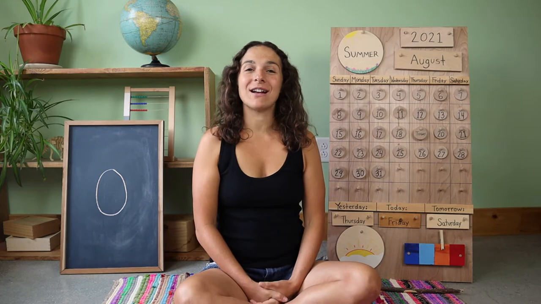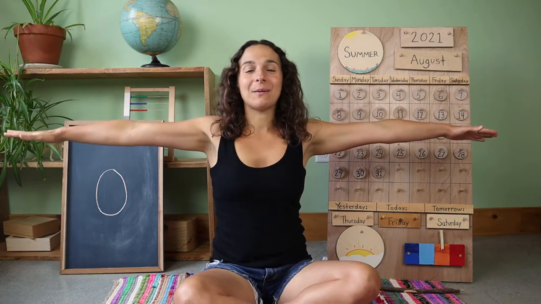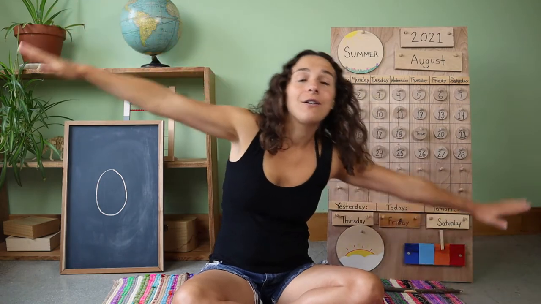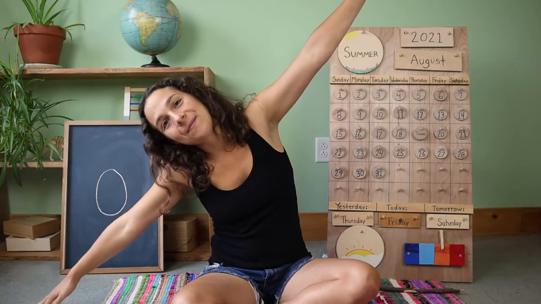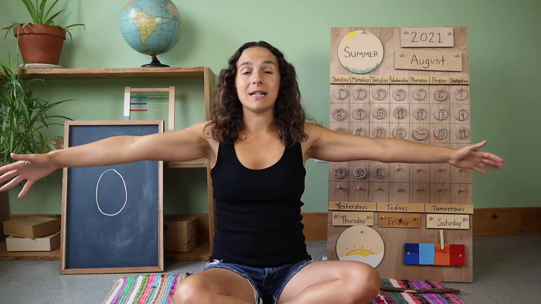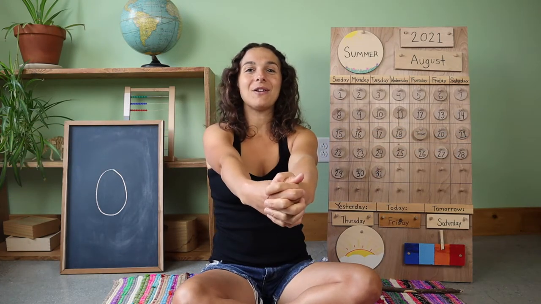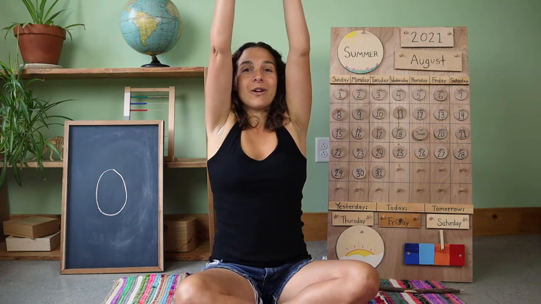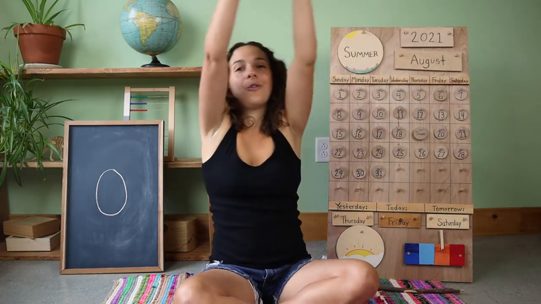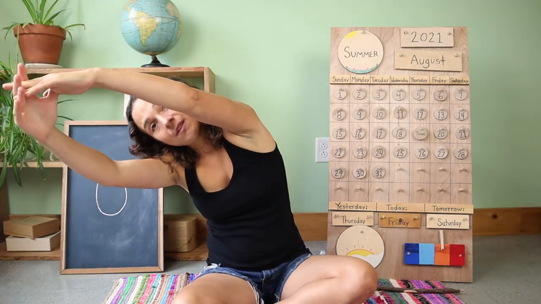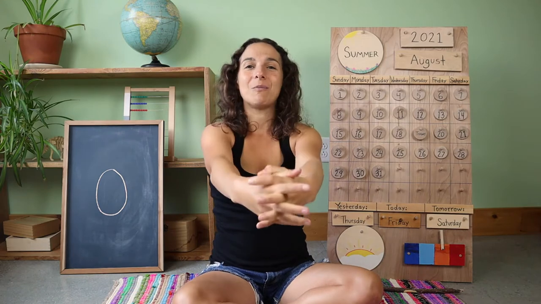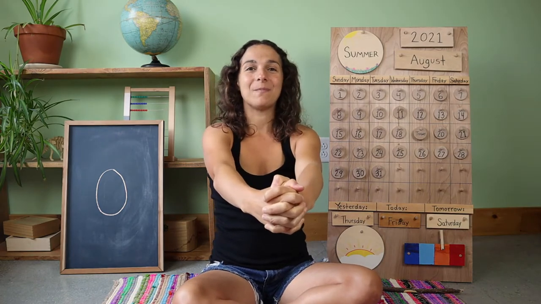Let's sing our good morning song together. We'll stretch our arms out like airplane wings. Fly to one side. Fly over to the other side. Fly back to the middle. Now take your airplane wings into a big circle out in front of you. Stretch up over your head. Let's stretch on this side, over on the other side. One last stretch up at the top. And now we'll bring the circle back down and sing.